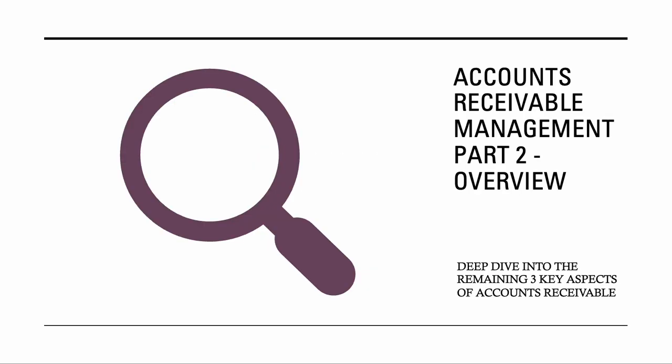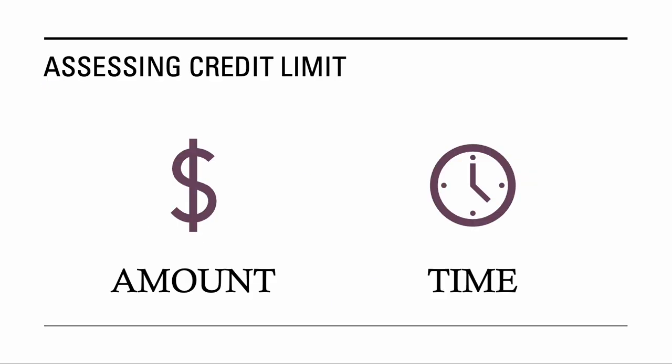Now, as a continuation in Part 2, we will be exploring the remaining 3 key aspects of credit policy. The second key aspect which we will be looking into now is assessing the credit limit of the customer. Now, when we talk about the credit limit, there are 2 components to it. One is the amount of the credit, and 2 is the time for which the credit is allowed.